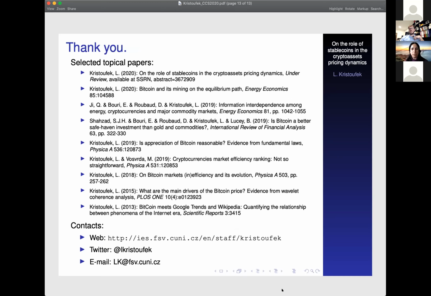Do we have any questions for Ladislav? I have a question. Go ahead. Yeah, so in stablecoins, it's quite popular nowadays that you can lend it out for some interest rate. Have you tried to consider how this service could influence the price dynamics, since you can have some safe interest rate?